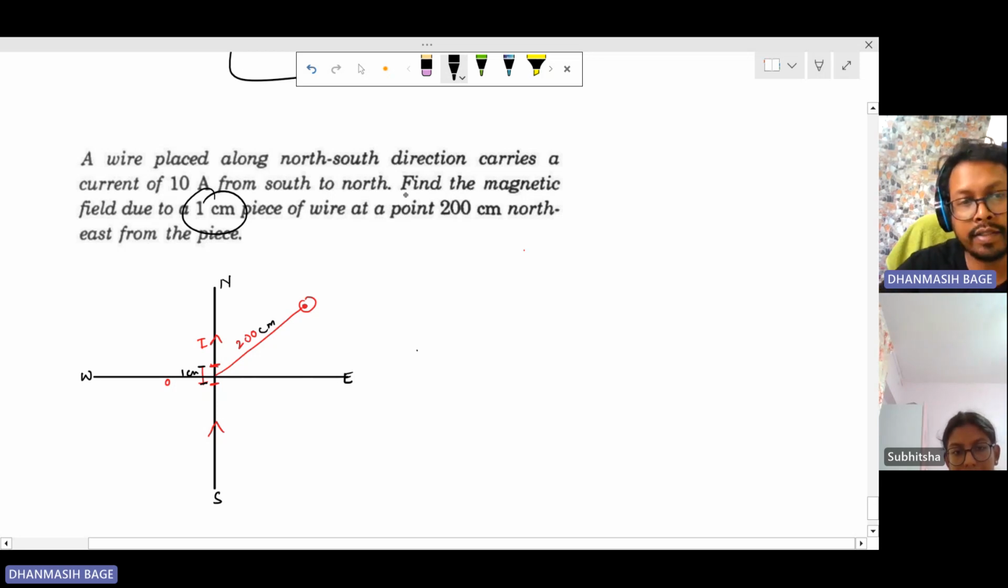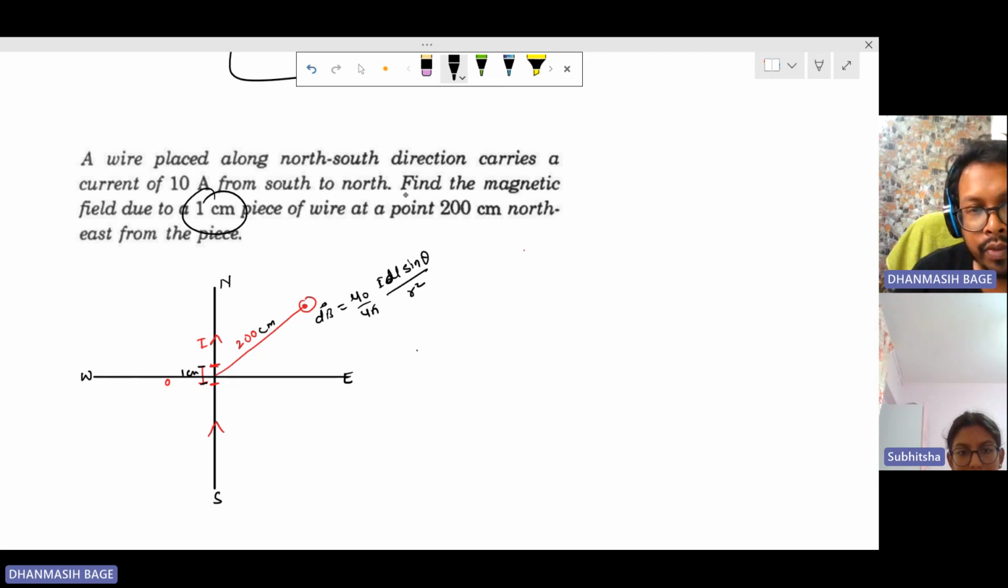Now, here at this point, what is the magnetic field? It's simply mu naught by 4 pi I dl sine theta by r square. That is the magnetic field, right? Simple. So just put the values. Everything is given to you here. What is the value of mu naught? I did not give you the value of this.